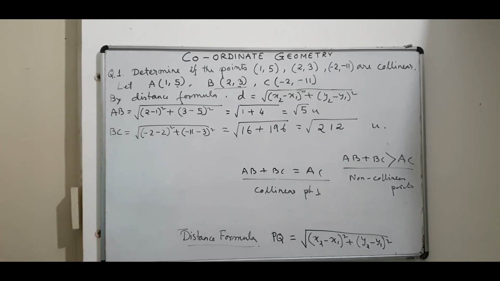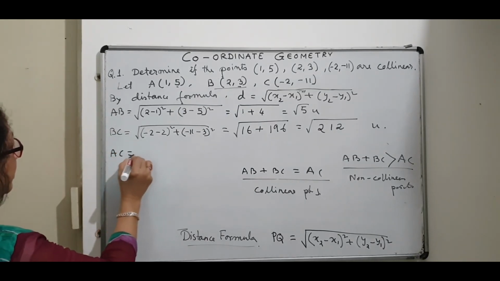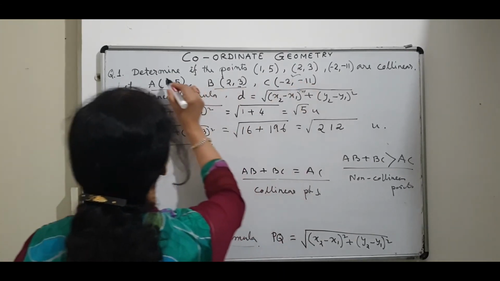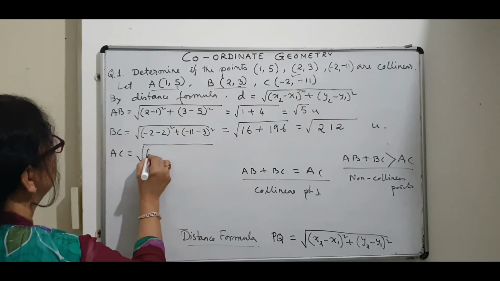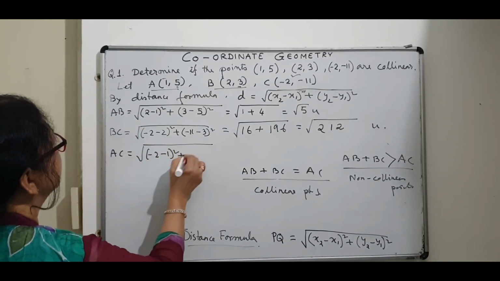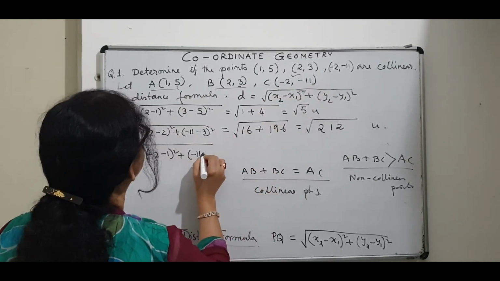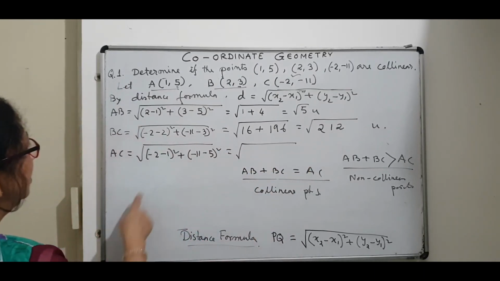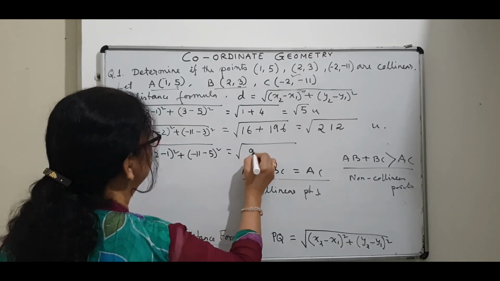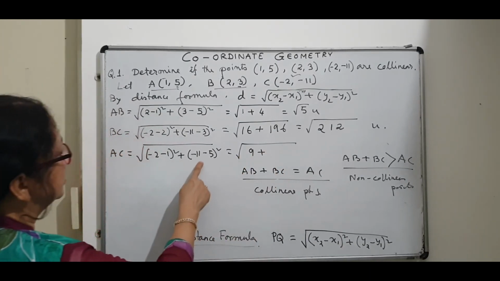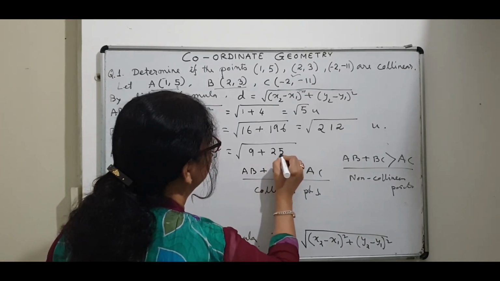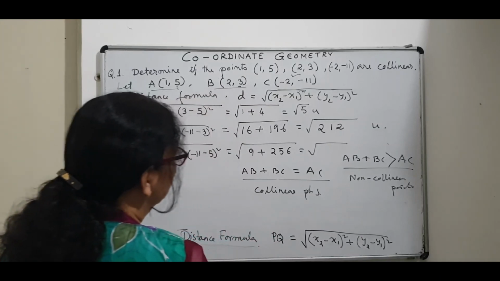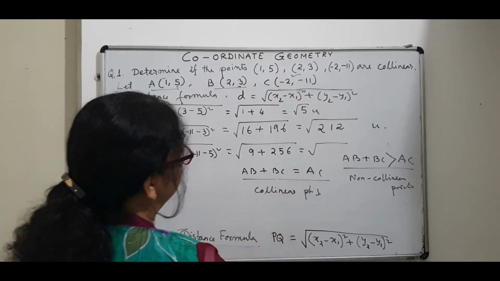Next, we have to find AC. So AC again between this and this. So minus 2 minus 1. Minus 2 minus 1 whole square plus minus 11 minus 5 whole square, under root. 3 whole square is 9 plus 16 squared is 256, so 265 under root.